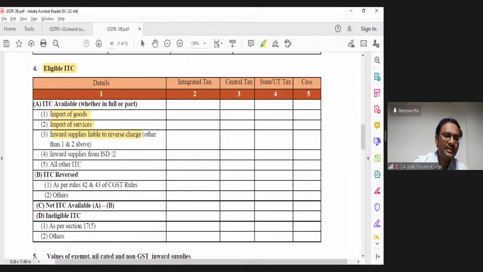Next, inward supply from ISD, input service distributor. I'll not spend much time. Whatever credits I get from ISD, I need to key in that data properly.